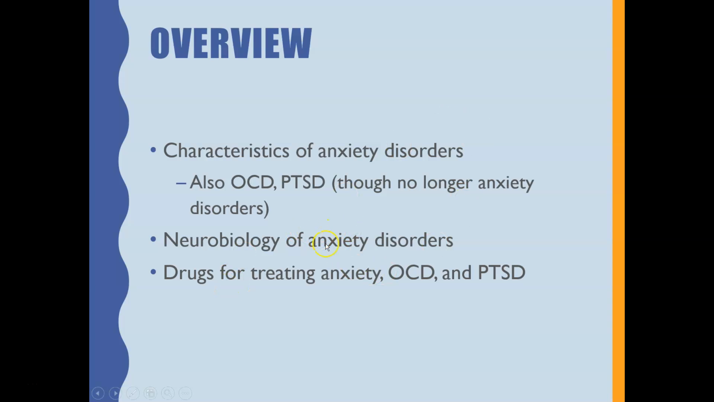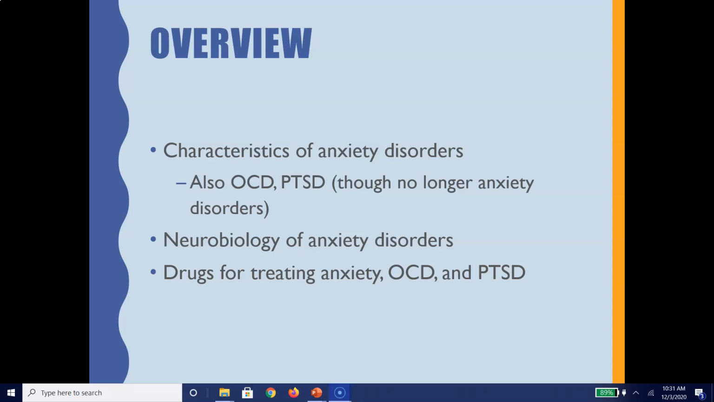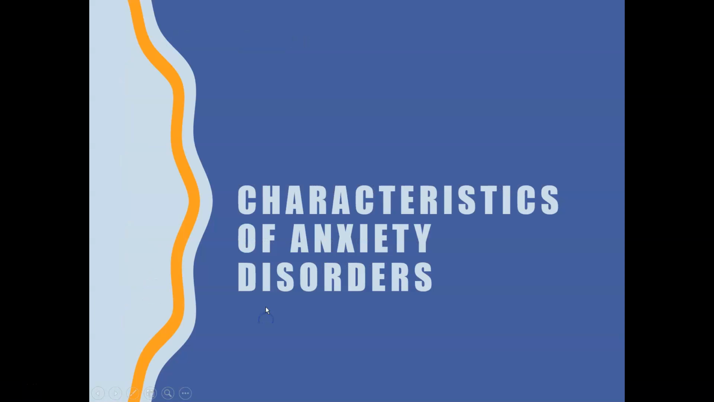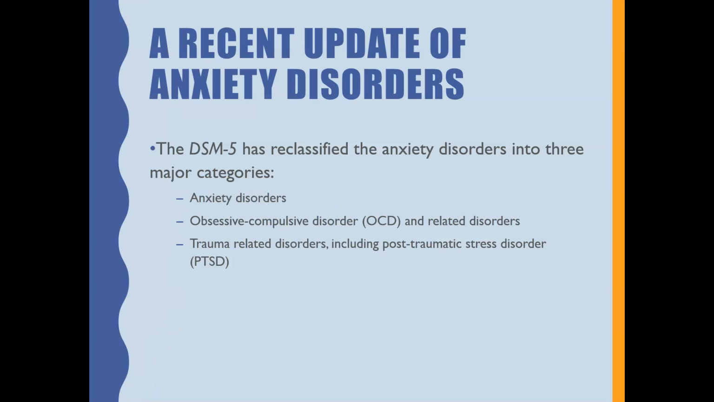We'll talk about some of the neurobiology of anxiety disorders. As you can probably imagine, for anxiety, the amygdala is going to be pretty critical here. And then we're going to talk about the drugs that we use for treating anxiety, OCD, and PTSD. So let's go ahead and start by talking about some of the major characteristics of anxiety disorders.